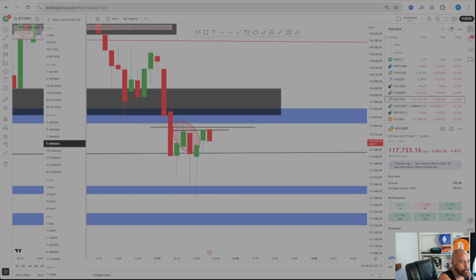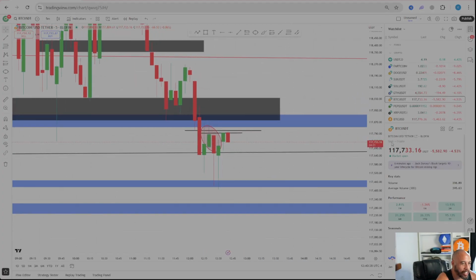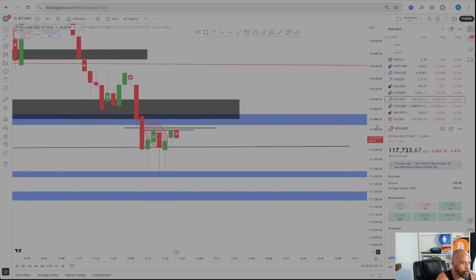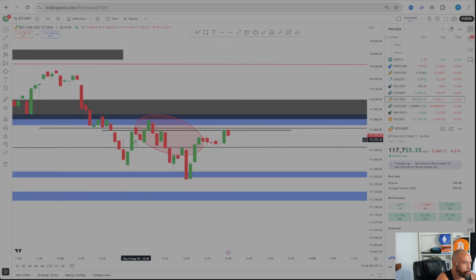Okay. Oh, that was a good one. That was a good little dip there. I was planning to actually get in there. That was a very good entry point. I should drop down to the 1 minute. I could have caught that. I'm not going to FOMO in.